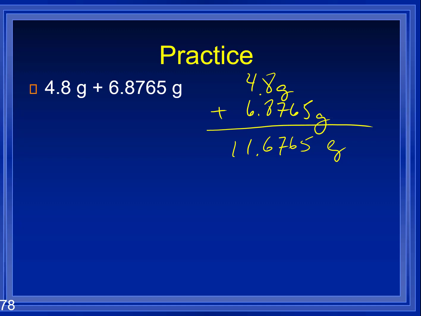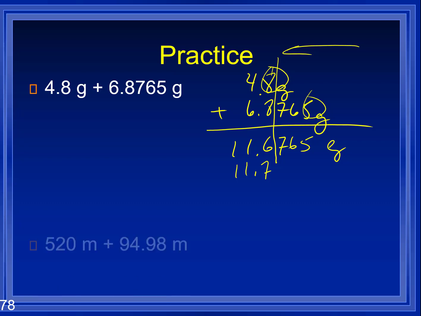Okay? So, estimated numbers. The estimated number in 4.8 is 8. And in 6.8765, 5. Which one of those is furthest to the left? 8. So that's where I'm going to have to round it off. So it's 11.7. Because behind that 6, there's a 7, I round it up. See why I had wanted you to practice counting sig figs last night and rounding off to a certain number? Now I'm telling you to round off to a certain place. Okay.